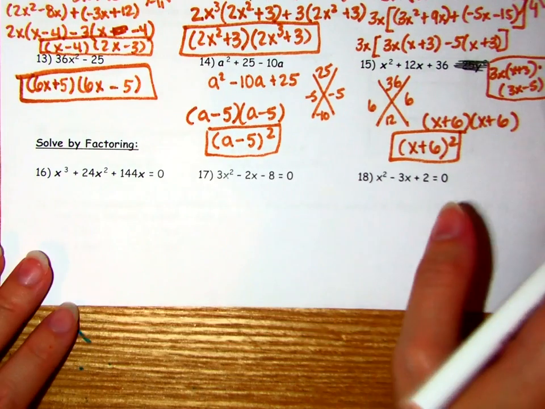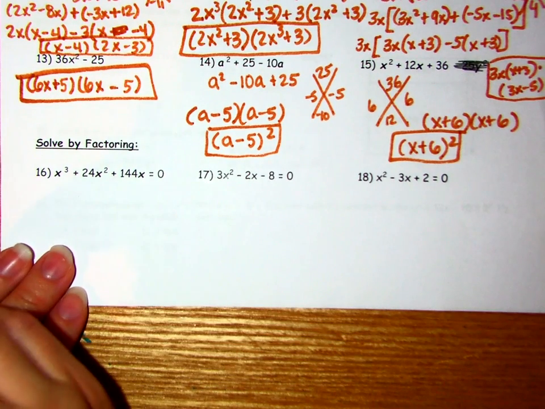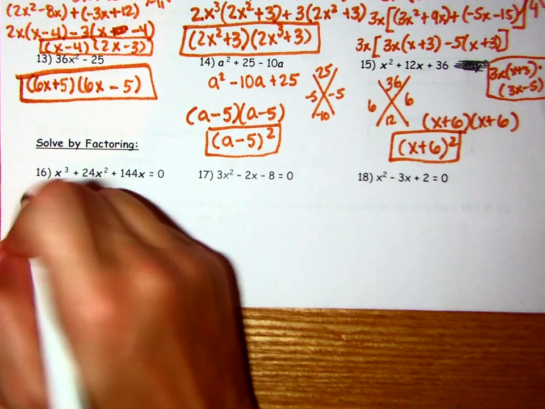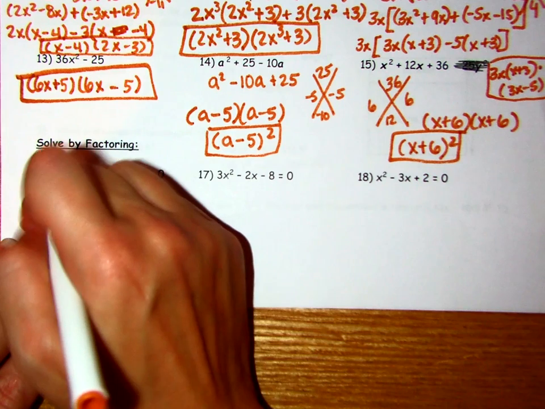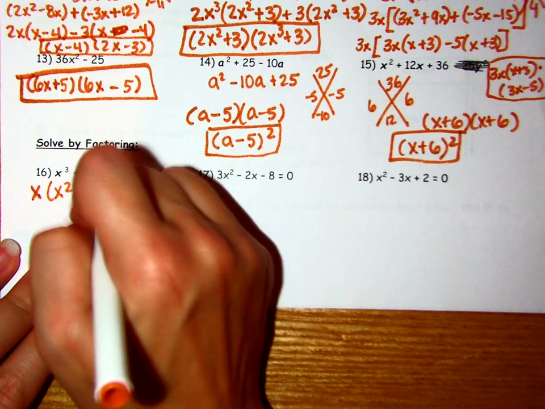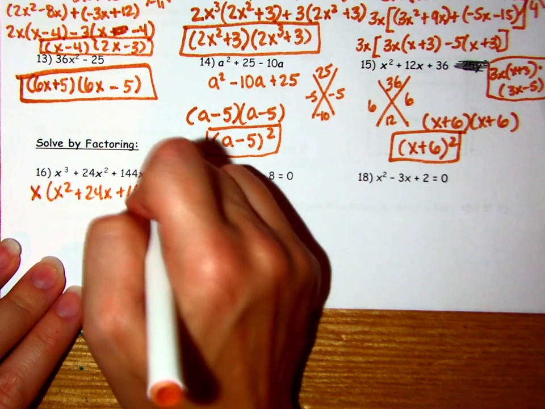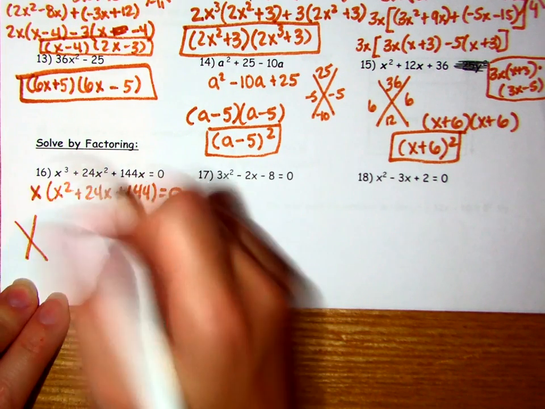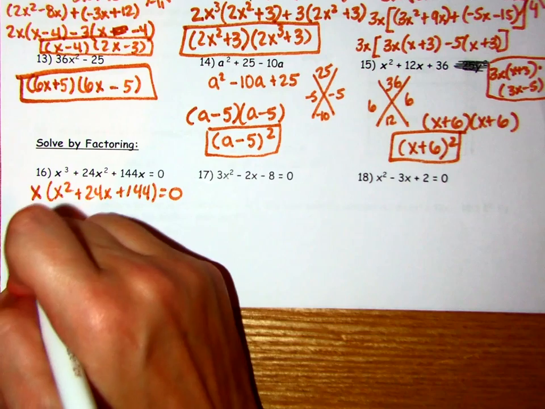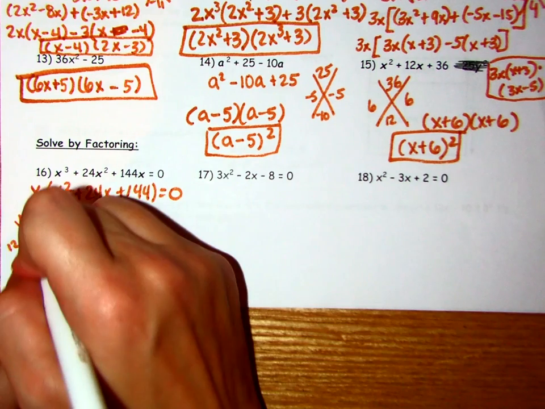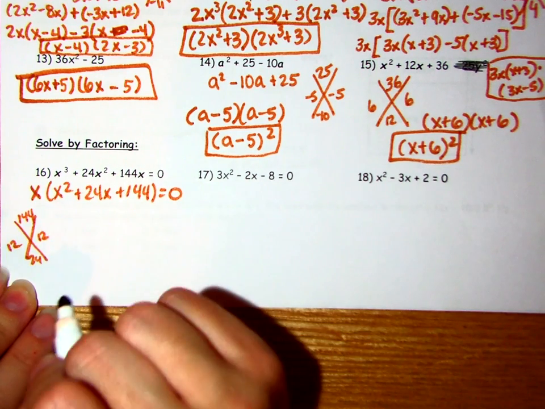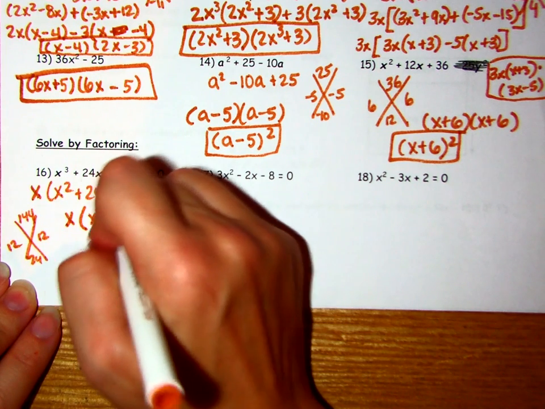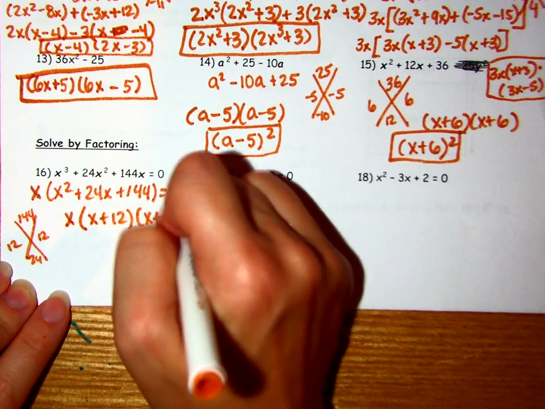Alright, so number 16, it says we're supposed to solve by factoring. So again, the first thing we want to do is take out a GCF here. So the GCF that I see they all have would be an x. So x times x squared plus 24x plus 144 is going to equal 0. This I see is a trinomial, so we want to see if this is factorable. So we'll put 144 up here and 24 down here. Well, 12 times 12 is 144. 12 plus 12 is 24. Don't forget this GCF, bring it down. And then that would be times x plus 12 times x plus 12, and that would equal 0.